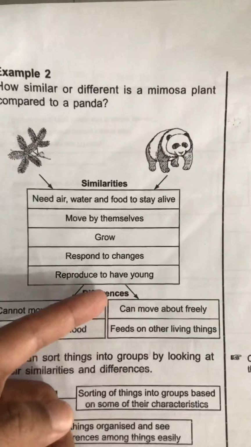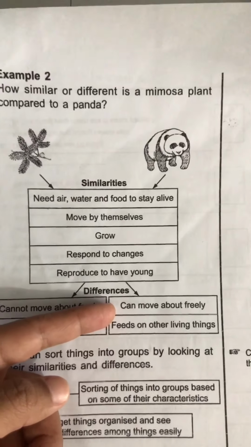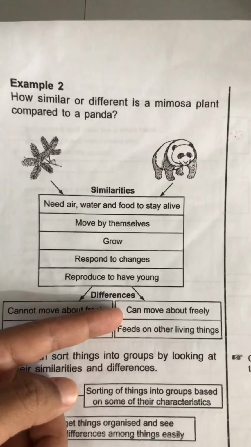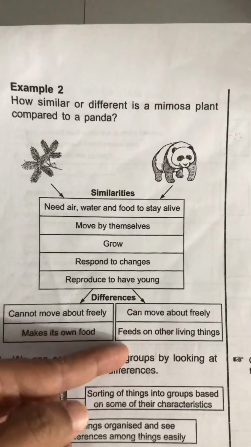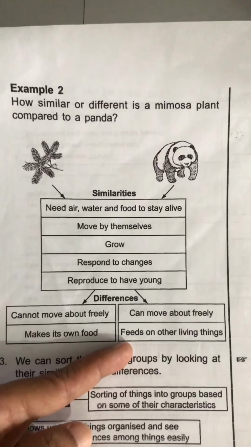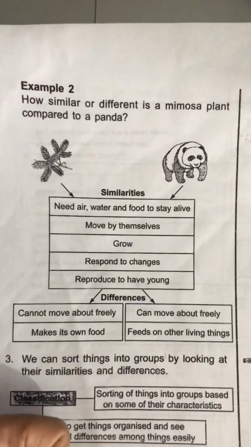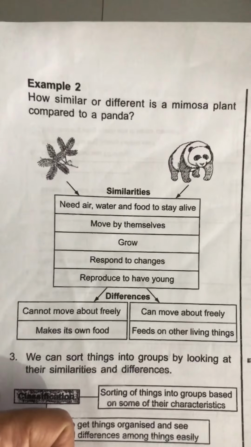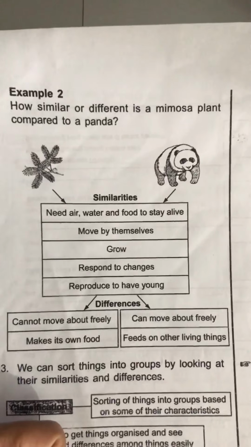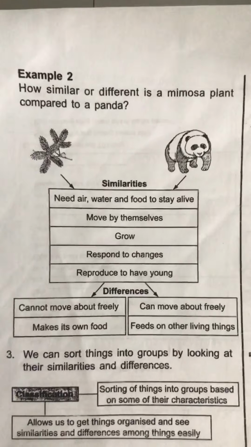While animals, here the panda, can move about freely. They move about freely to find their food, to find their mates, and to find a place to hide, for them to stay. And they feed on other living things. So some animals are herbivores, they eat plants, and some other animals are carnivores, they eat other animals or eat meat only, and some other animals are omnivores. Omnivores eat both plants and other animals. So they feed on other living things because they cannot make their own food.